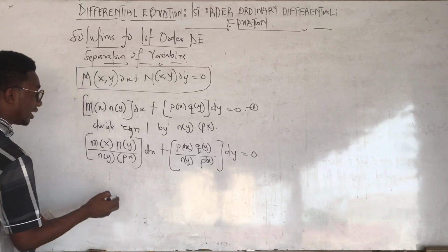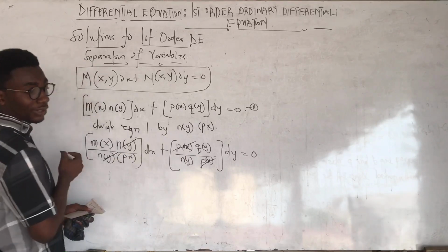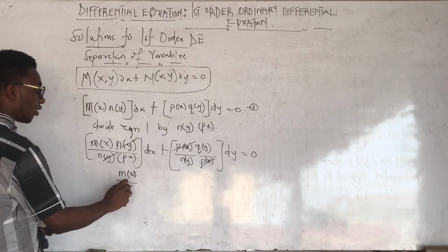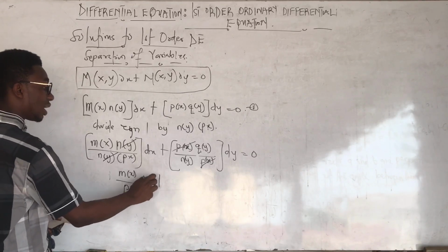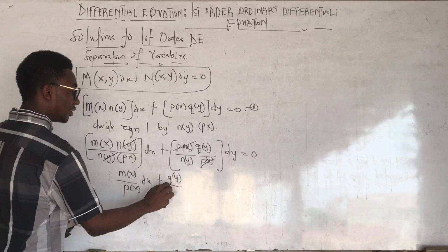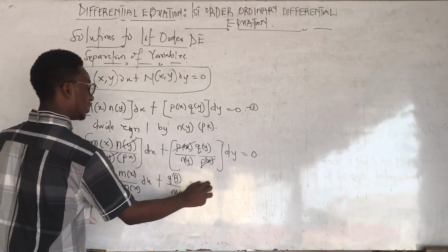You realize that finally the n of y can take the n of y away, and the p of x can take the p of x away. So what do you get? You get your m of x over p of x dx plus your q of y all divided by your n of y dy is equal to 0.